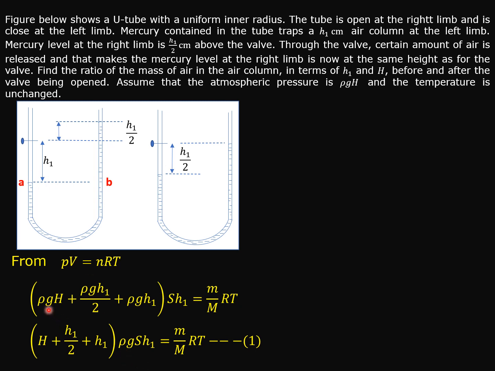So now we can factorize the ρg out of the bracket. Then the terms in the bracket now remain H plus H1 over 2 plus H1, times ρg S H1, equal to m over M RT. Now this equation, we name it equation number 1. This is the equation of state for the air column in the left limb of the U-tube before the valve is opened.